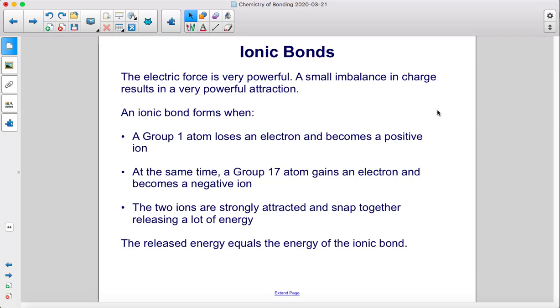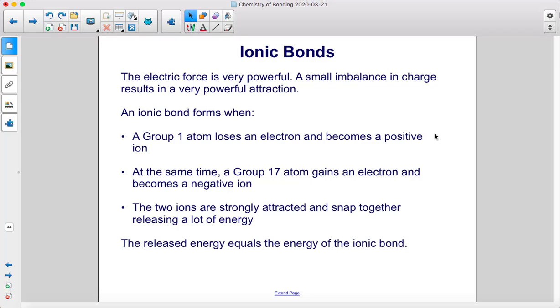The electric force is very powerful. A small imbalance in charge results in a very powerful attraction. An ionic bond forms when a group 1 atom loses an electron and becomes a positive ion. At the same time, a group 17 atom gains an electron and becomes a negative ion. And the two ions are strongly attracted and snap together, releasing a lot of energy.